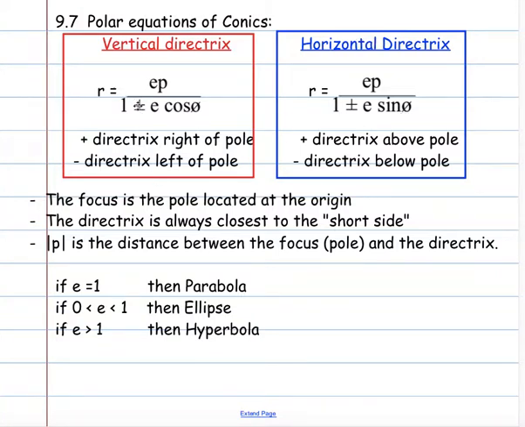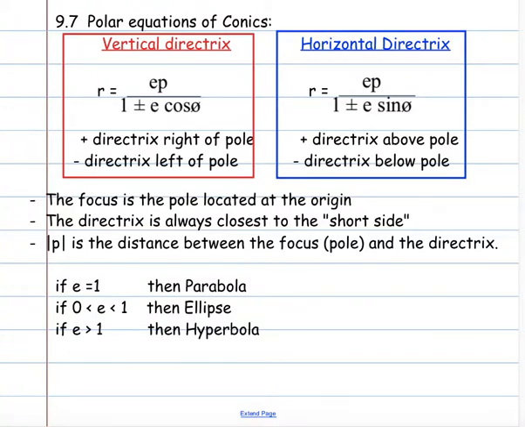Now this plus or minus business, depending on what your equation is: if it's a plus and it's vertical, that means your directrix will be to the right of the pole. We'll talk about what the pole is in a minute. If you have a minus sign, that means your vertical directrix is to the left of the pole. If you have a horizontal directrix, think of a horizontal line. Plus means it's above the pole, minus means it's below the pole.